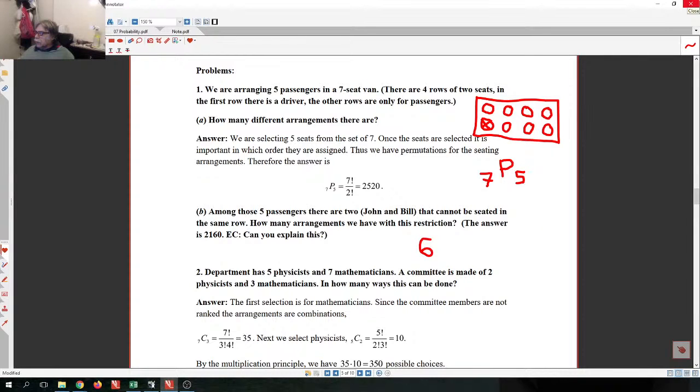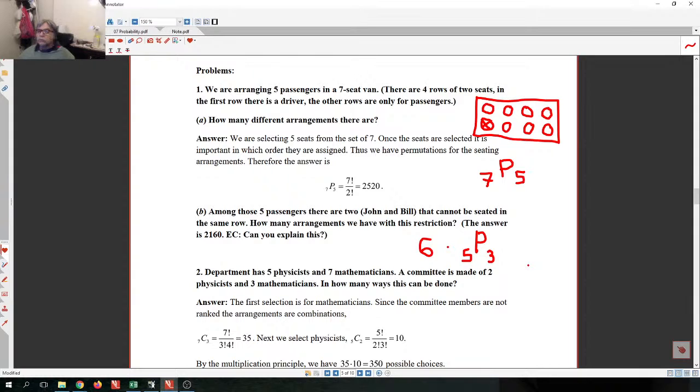6. Now your second choice is in how many ways you can put the other 3 passengers in the remaining 5 seats, because you already have these 2 guys in one row. So there's your second choice. That is the same as I was arguing in the earlier part: 5 seats to choose from for 3 remaining passengers, permutations.